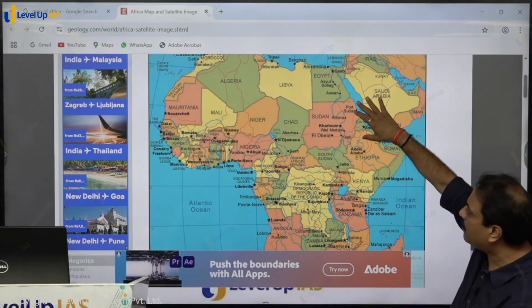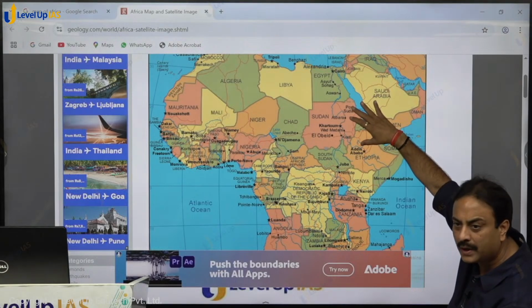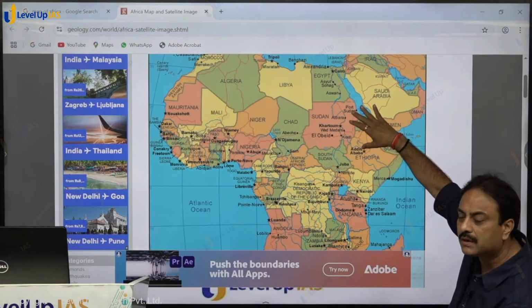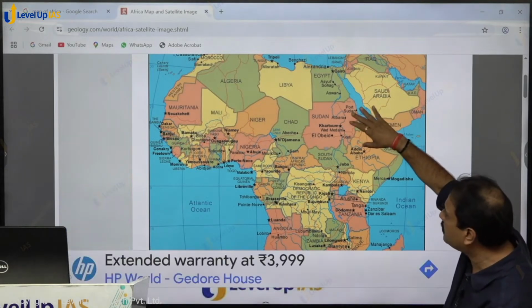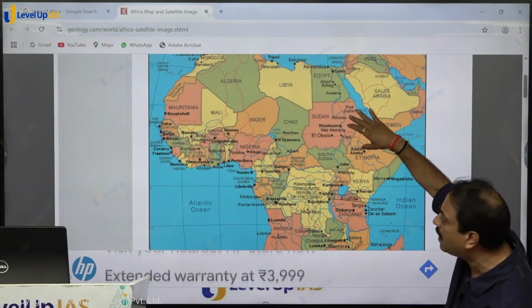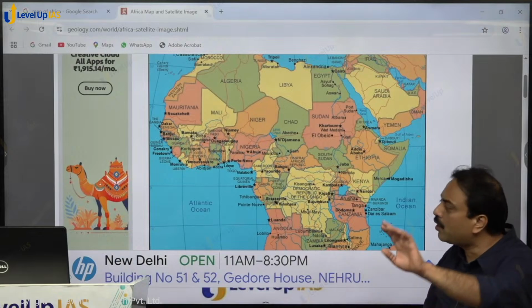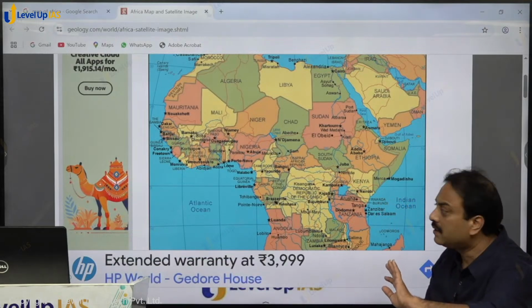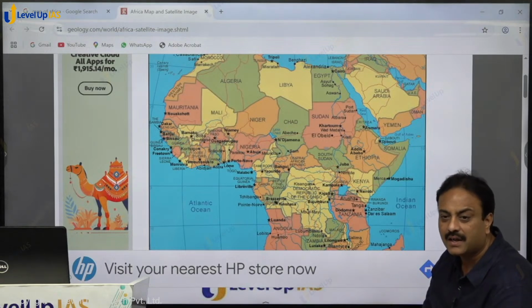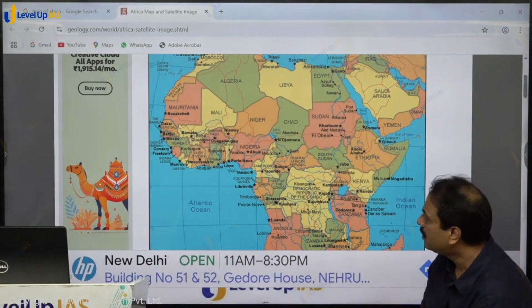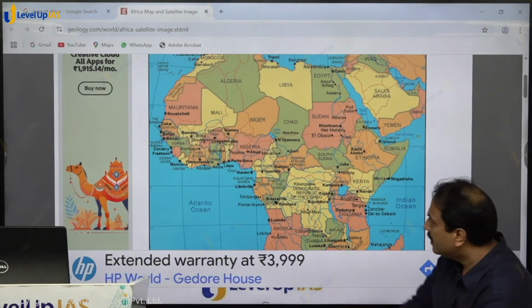Lake Tana is present over here in Ethiopia, from where you get the origin of river Blue Nile and origin of river Atbara. Lake Chad is present over there. This is Lake Chad, having borders with 4 countries: Niger, Nigeria, Cameroon, Chad. 4 countries having border with Lake Chad.